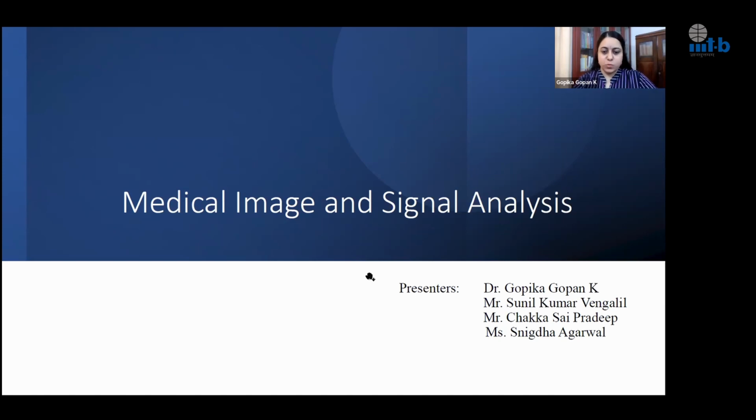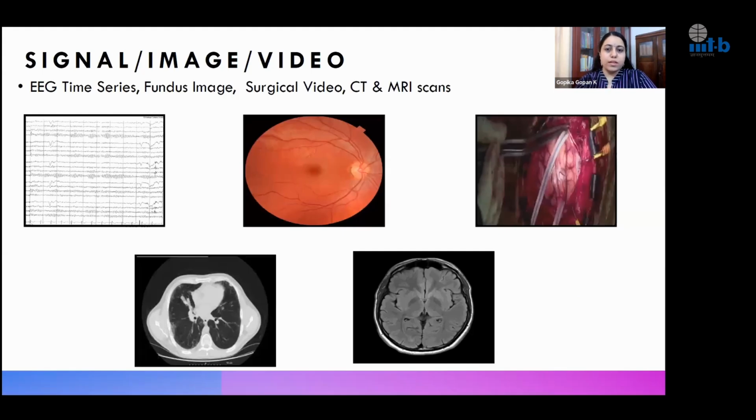I hope my screen is visible. Today's talk will be on medical image and signal analysis work under Professor Neelam Sinha. There will be 4 presenters today. The work under this consists of data ranging from signal, image to videos. Currently, the work consists of EEG time series analysis, fundal image analysis, surgical video analysis, CT and MRI scan analysis.